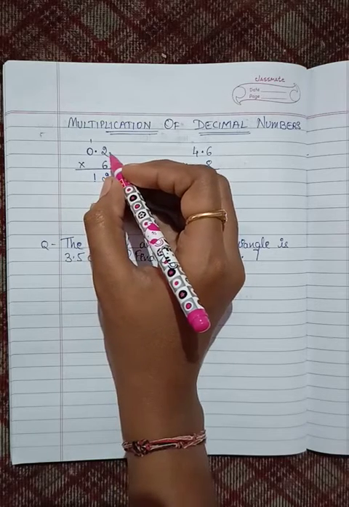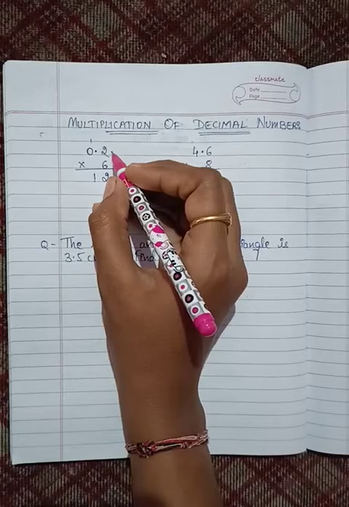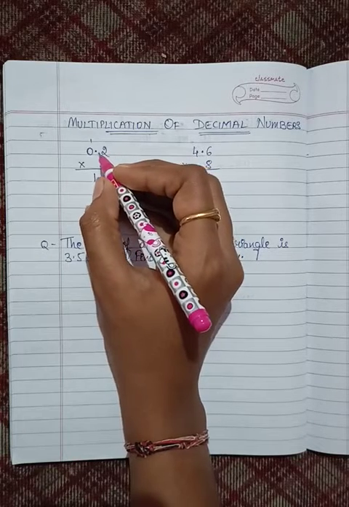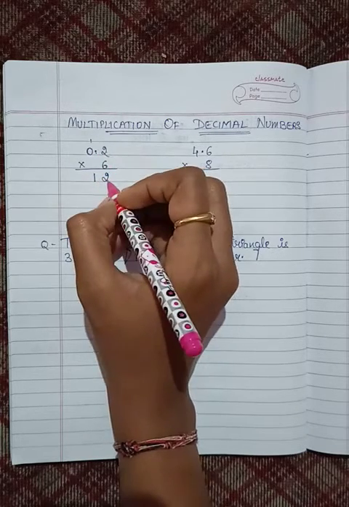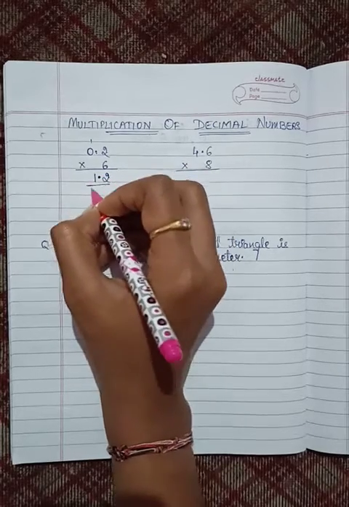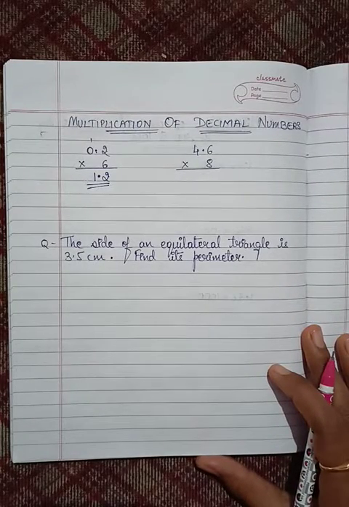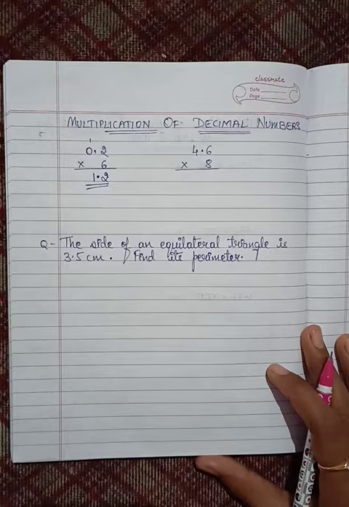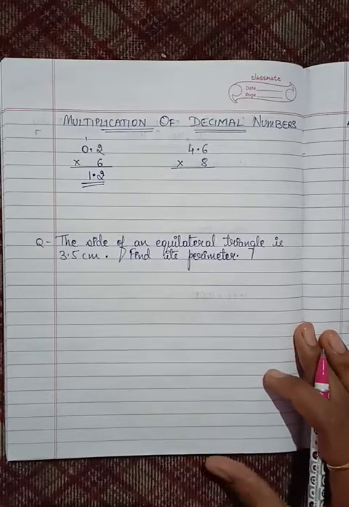So here be careful while putting the decimal point. Ones and tens. So there are 2 digits here. So again ones and tens. So this is how we mark the decimal point. But be careful, there is differentiation while pointing out the decimal point under multiplication as well as addition and subtraction.